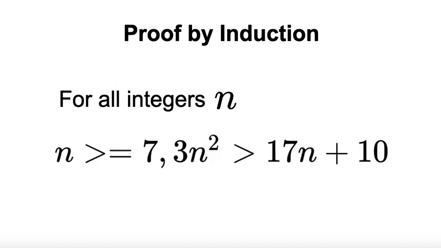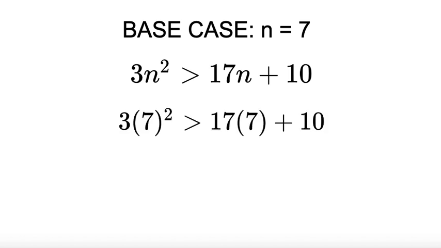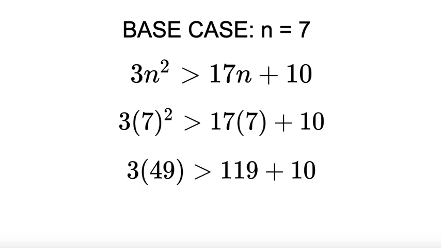So we have our problem here. For all integers n greater than or equal to 7, the inequality 3n squared is greater than 17 times n plus 10. We start with the base case, which is n equals 7. And this is our inequality: 3n squared is greater than 17n plus 10. We replace each n with a 7. We get 3 times 7 squared is greater than 17 times 7 plus 10, which is just 3 times 49, which is greater than 119 plus 10. And this is our result: 147 is greater than 129. And this is true.